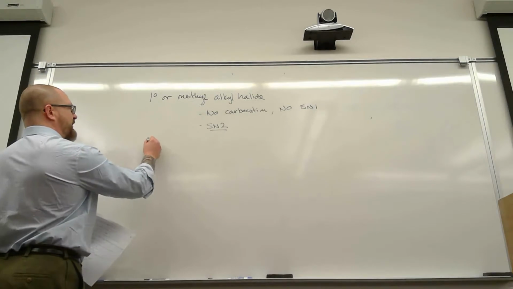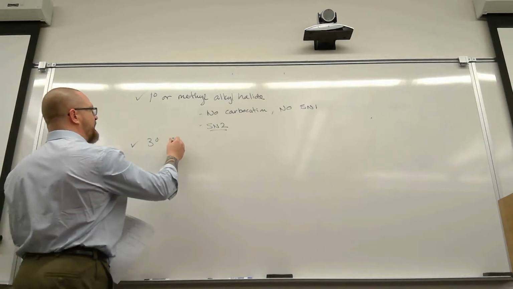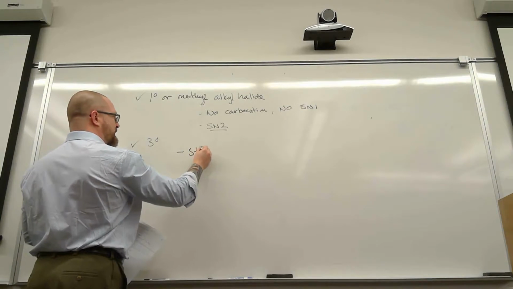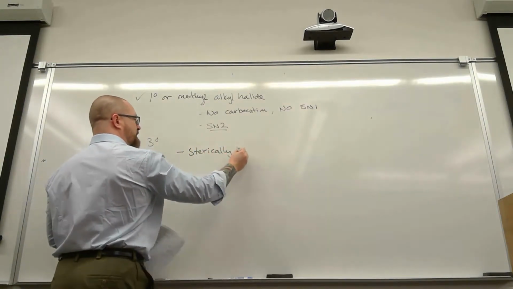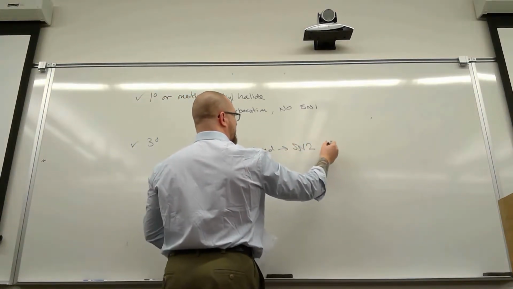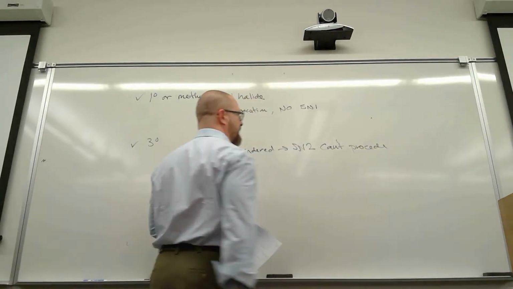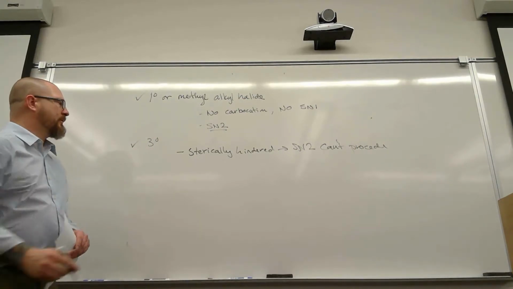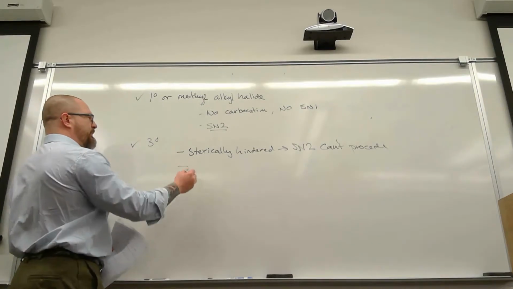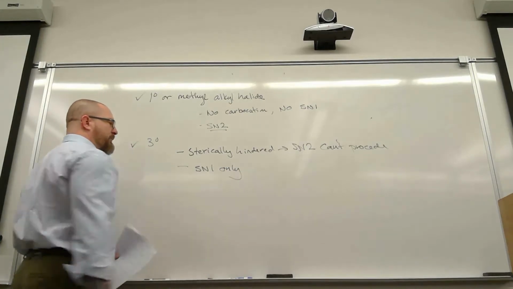So if it's tertiary, this one's super easy. Tertiary, super easy because it's sterically hindered. So Sn2 can't proceed. Can't go. So Sn2 is out of the equation. So we're looking at Sn1 only.